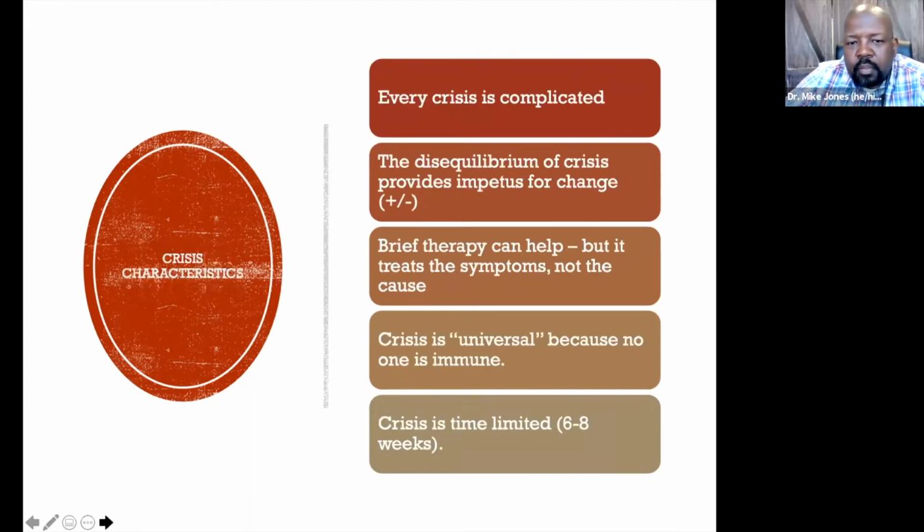All right. So when we begin to look at crisis characteristics, there are a few things we want to make sure we look at when we look at a crisis. The first thing is that every crisis is complicated. The reason why we say that every crisis is complicated is because everyone is going to look at crisis from a different perspective.